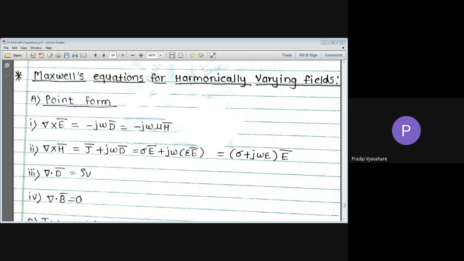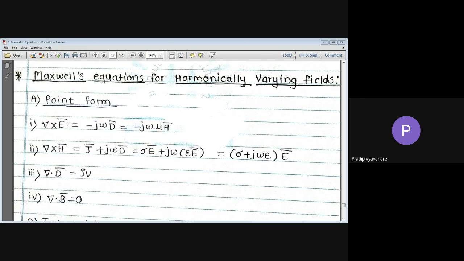In a previous lecture, we discussed the Maxwell equations for a static field and a time varying field. What are the equations of that? And in today's lecture, we will discuss the Maxwell equations for a harmonically varying field. If the field is harmonically varying, then what are the Maxwell equations?